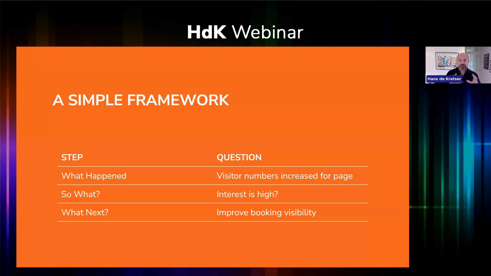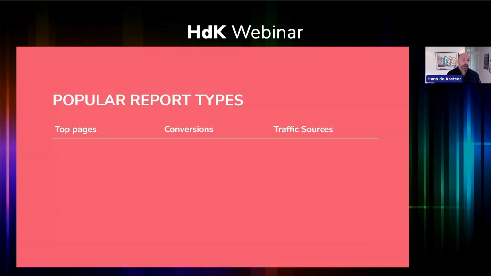So I want to think about 3 key report types that we might want to focus on, that anyone can focus on, whether you're a beginner or whether you're more advanced at looking at analytics. And these 3 report types are top pages, conversions, and traffic sources. And John showed us some of those already.